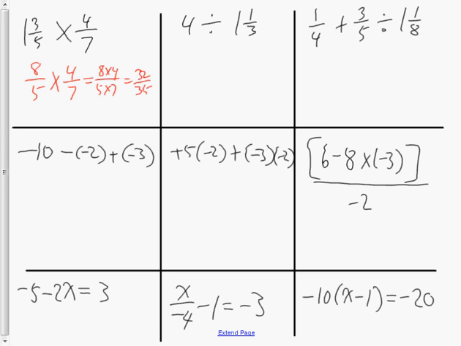In the next question, it says 4 divided by 1 1/3. So for this one, when you have whole numbers, it's easiest to think of it as being 4 over 1 divided by, again, the mixed fraction as an improper fraction, which would be 4/3. The algorithm, or the easiest way to solve a division question, is to multiply by the reciprocal, or the flip.